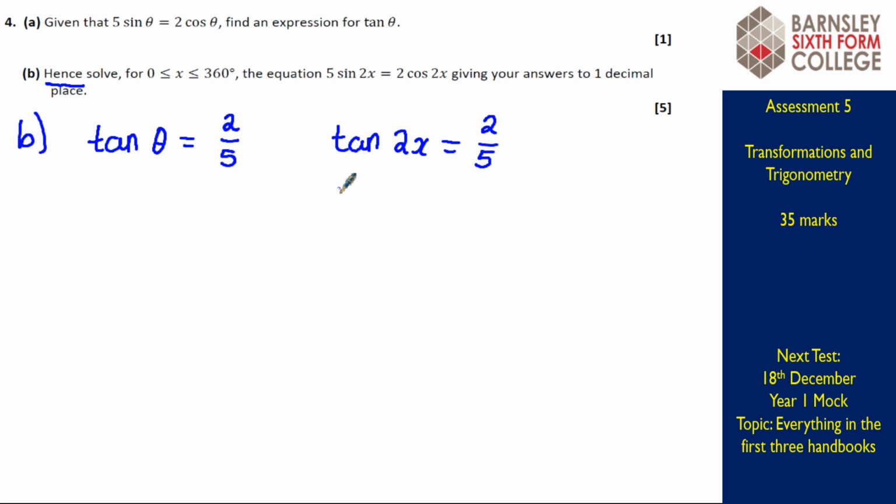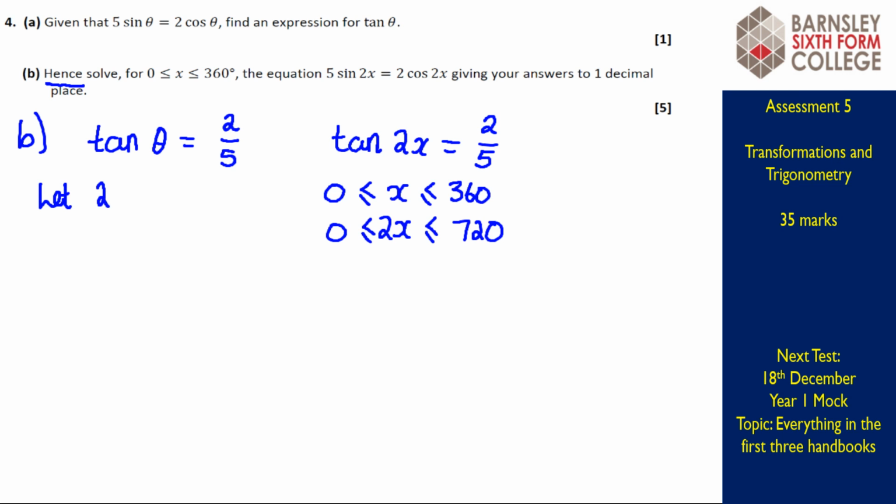So we're asked to solve this in the range of 0 to 360. But we've got a 2x here, so we're actually solving it for all the 2x values we find. We solve between 0 and 720. Okay, so what we'll do is we'll let 2x equal theta. So what we're going to do is find all the solutions to theta in this range.